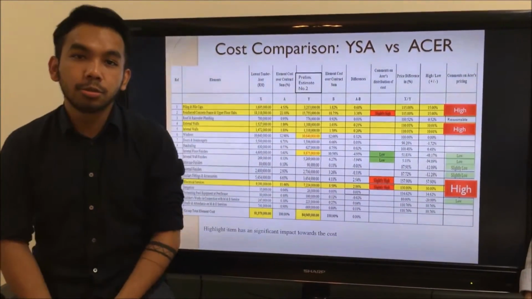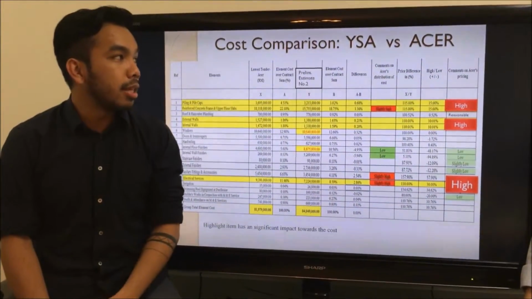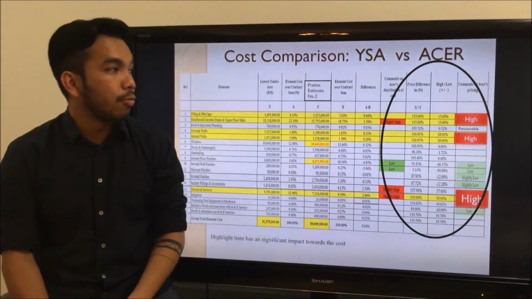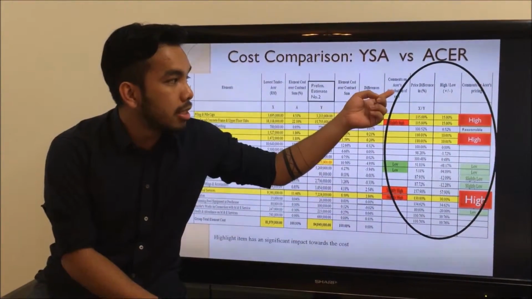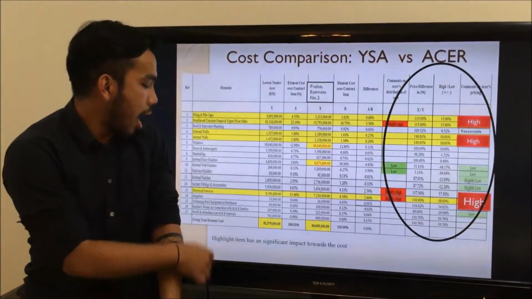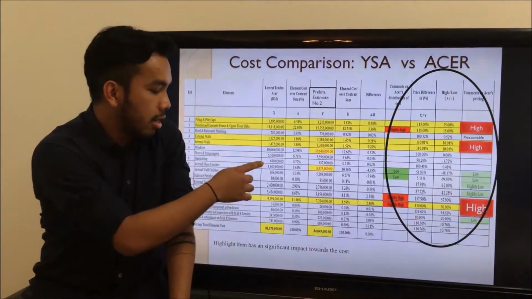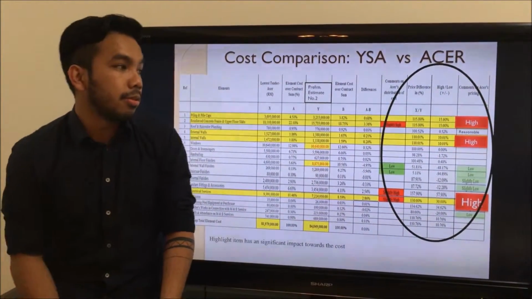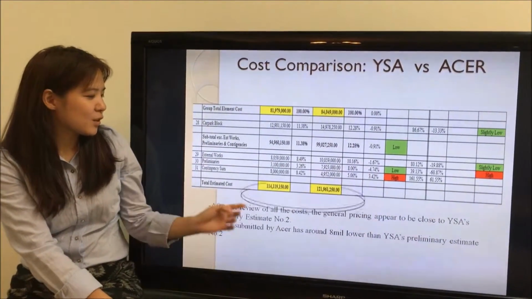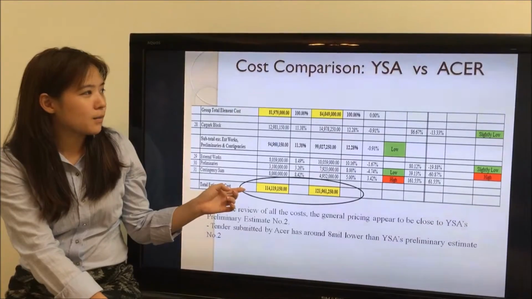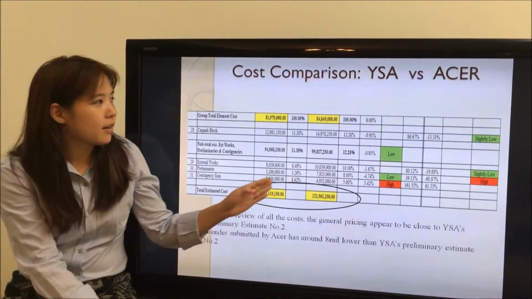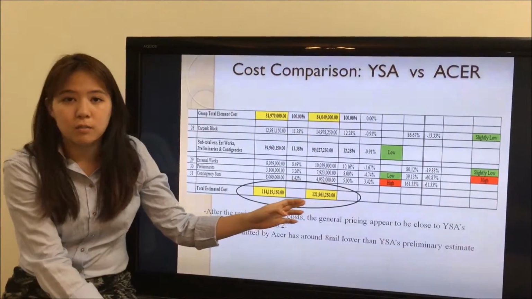So it's our turn to present the cost comparison between YSA and Acer Sdn Bhd. So we are here to focus mainly on the price difference and the comments on Acer's pricing on the highlighted items, which have a significant impact on the cost. And in this slide, we're going to discuss the total estimated cost taken from the tender submitted by Acer, which is 140 million, and ours is 121 million.